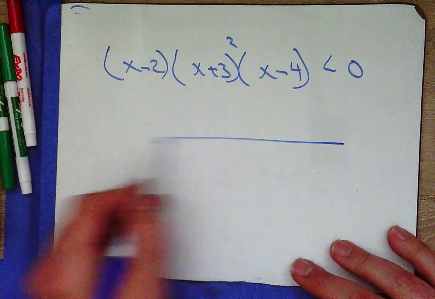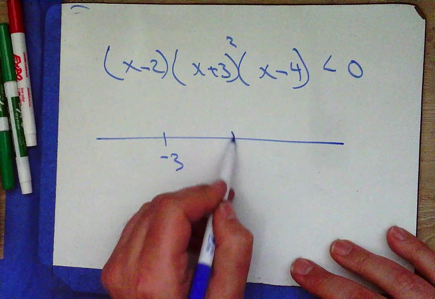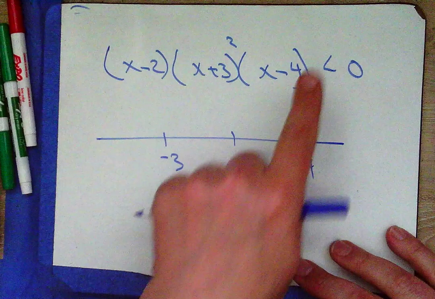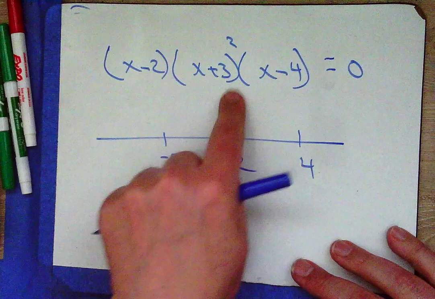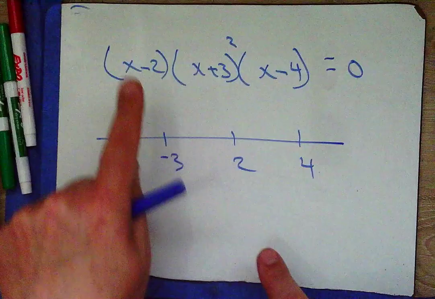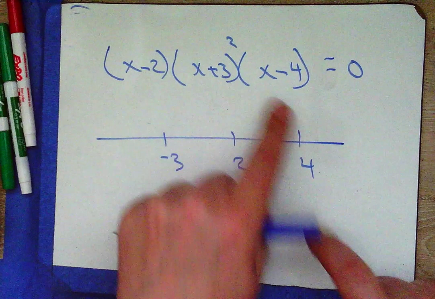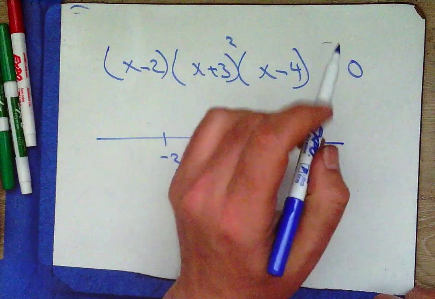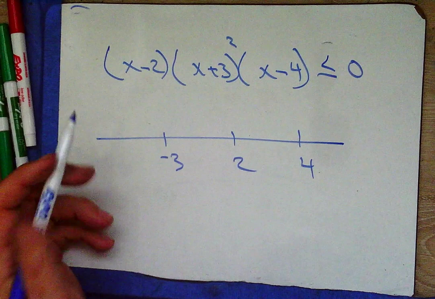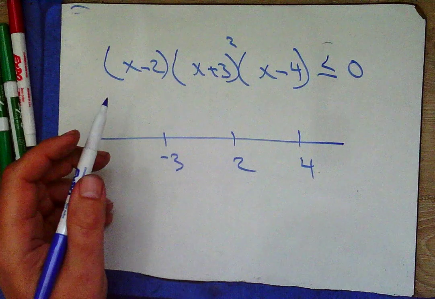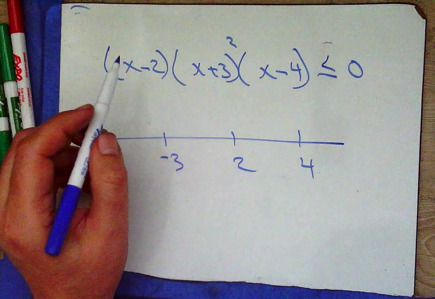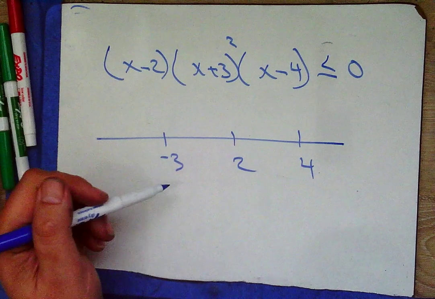Okay, were you able to find critical numbers at negative 3, positive 2, and positive 4? I hope so, because you were supposed to set this equal to 0, and then set each of these factors equal to 0. Okay, so what was our inequality? We had less than or equal to. Okay, so I need to test these intervals.